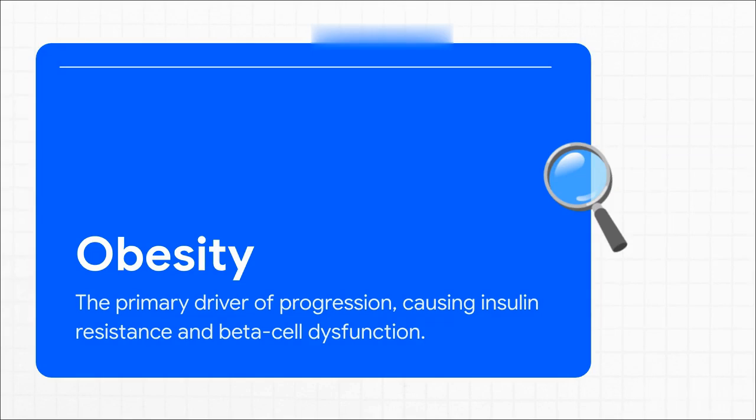So why is obesity the number one culprit? Well, it gets right to the heart of the pathophysiology. That excess body fat is literally promoting insulin resistance and causing the beta cells in the pancreas to get tired and dysfunctional. It's the engine that pushes a patient across the finish line from prediabetes to type 2 diabetes.